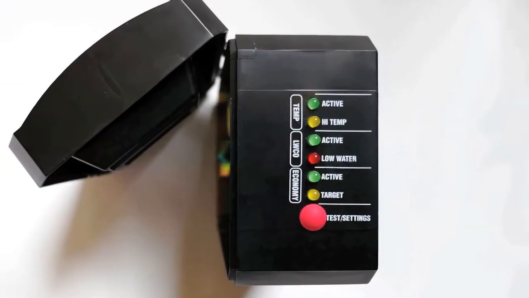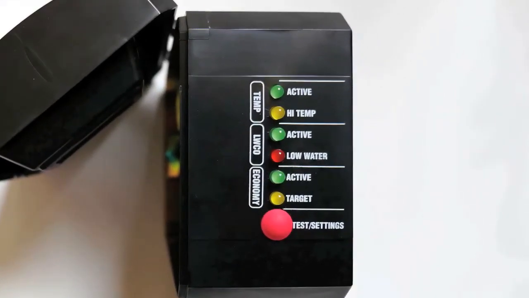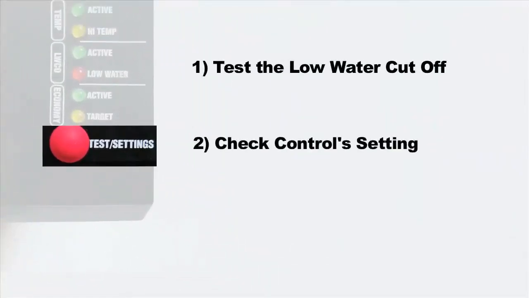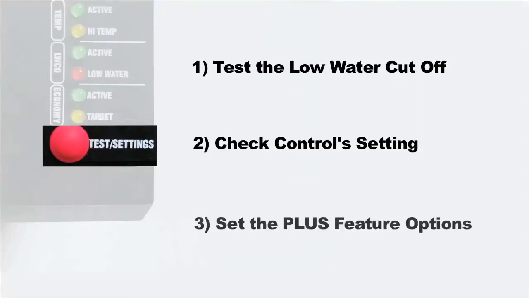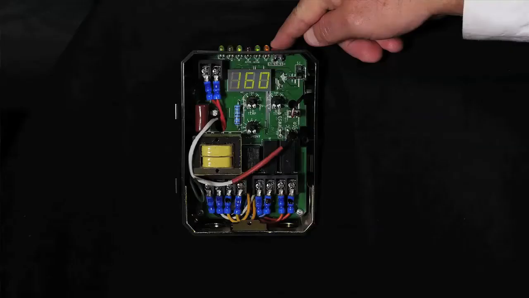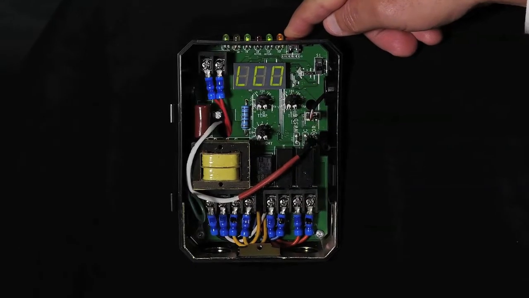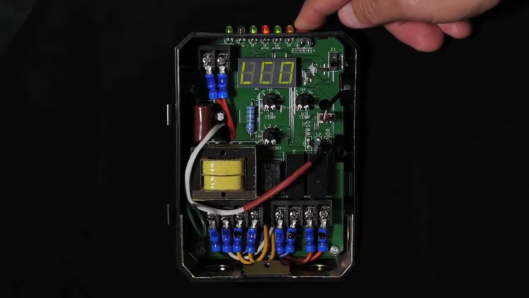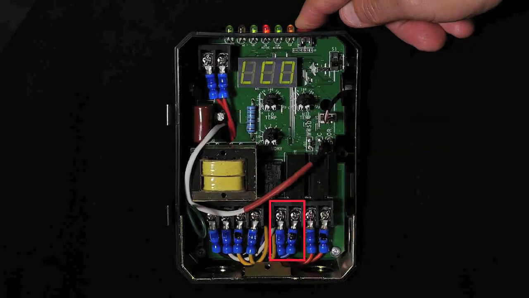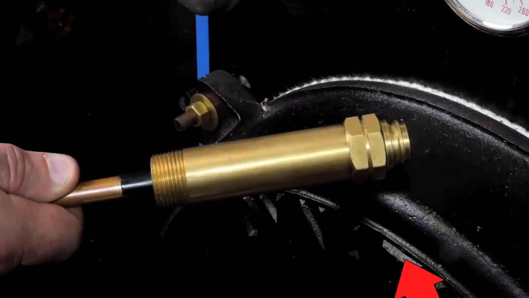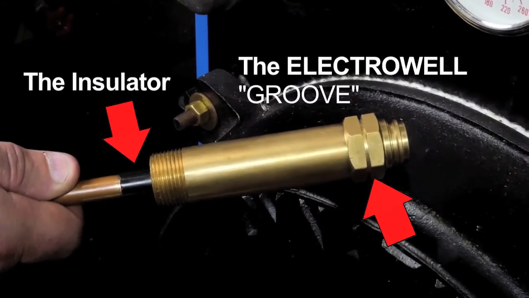The test settings button located on top of the control is multifunctional. It can be used to test the low water cutoff function, to check the control's settings, and to set the plus feature options. To test low water cutoff, press and hold the test settings button for 5 seconds. The display will read LCO, the red low water light will illuminate, and the burner circuit B1 and B2 will de-energize. Note that the control must be installed with a hydro level electro well for low water cutoff functionality.